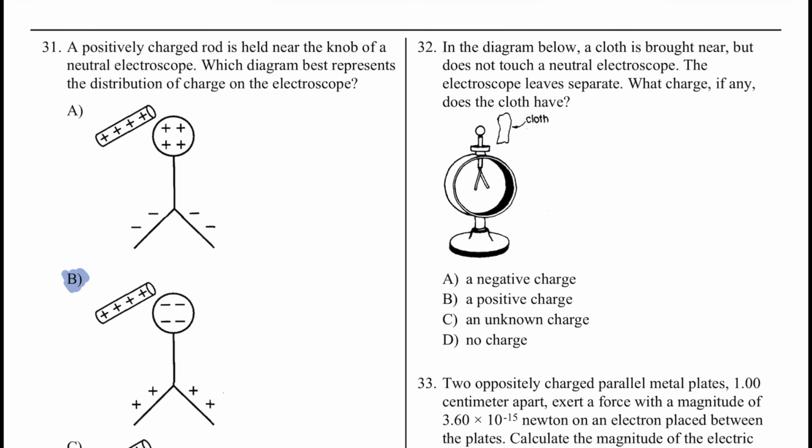32. In the diagram below, a cloth is brought near but does not touch a neutral electroscope. The electroscope leaves separate. What charge, if any, does the cloth have? So it's brought near but doesn't touch. So this is induction, not conduction. And we need to figure out the charge of the cloth. So let's not assume anything here because we don't know enough information. The cloth could be negative and all the electrons could be rushing towards the leaves away from the cloth. Or the cloth could be positive and all the protons are getting pushed into the leaves as the electrons go towards the cloth. So who knows? So the charge of the cloth is unknown.